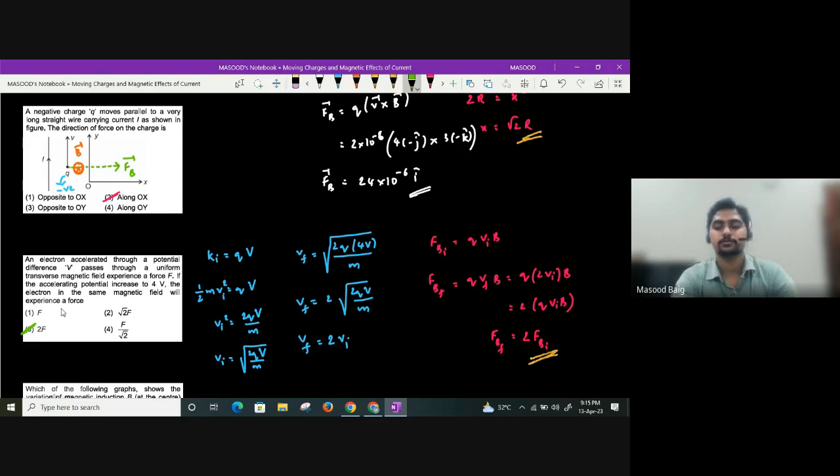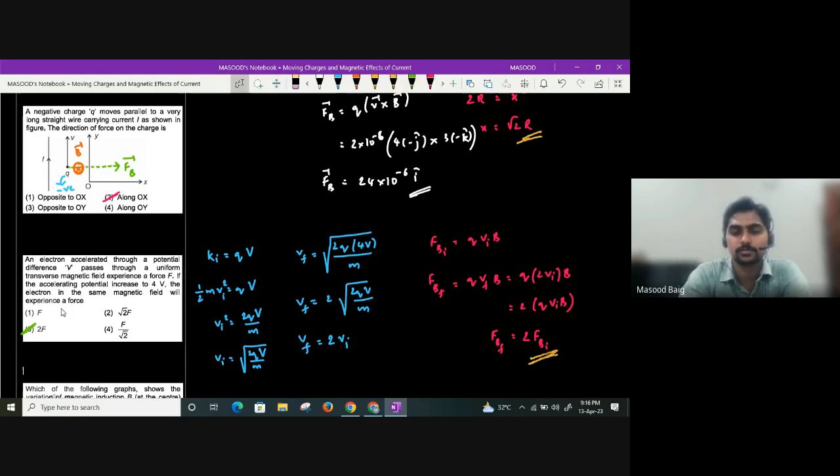Understood all of you? When the accelerating potential is increased by 4 times, the speed will get increased by 2 times. If there is no change in magnetic field and no change in charge, the force will also get increased by 2 times. Clear everyone? Yes or no? Yes.